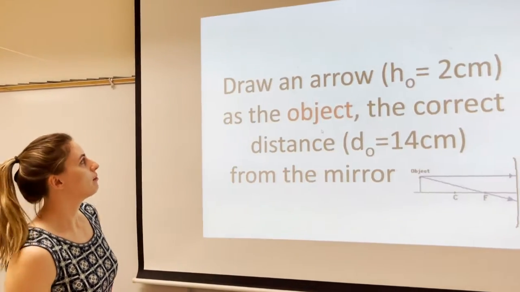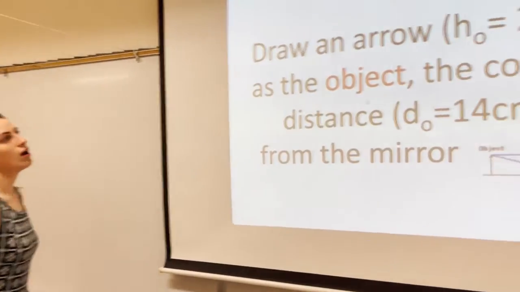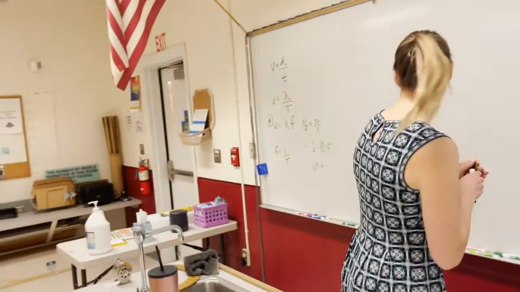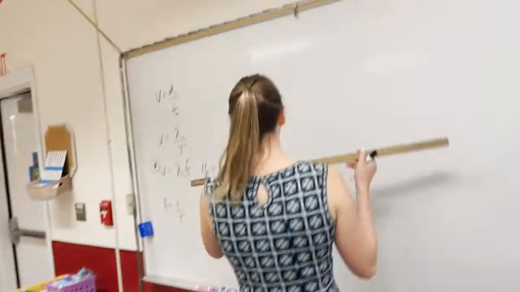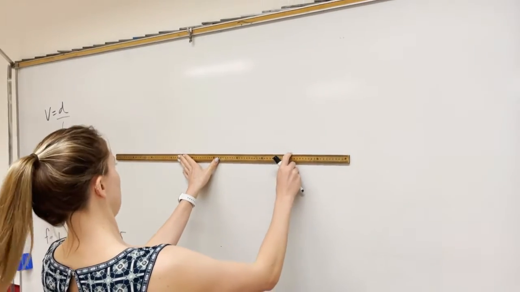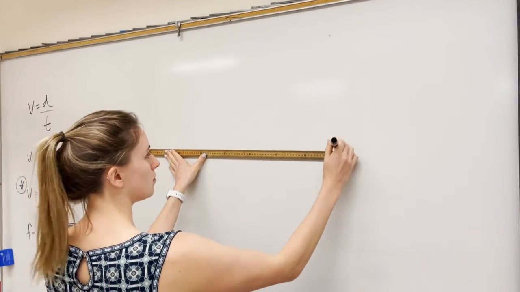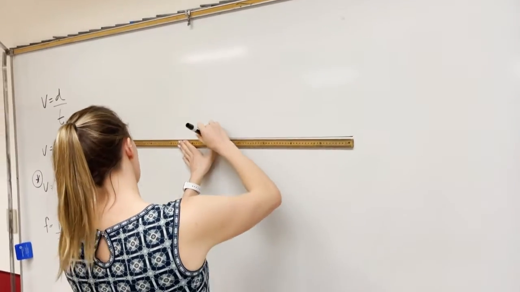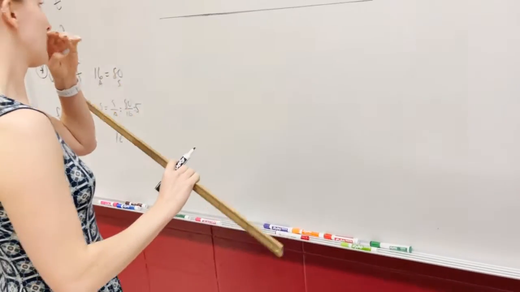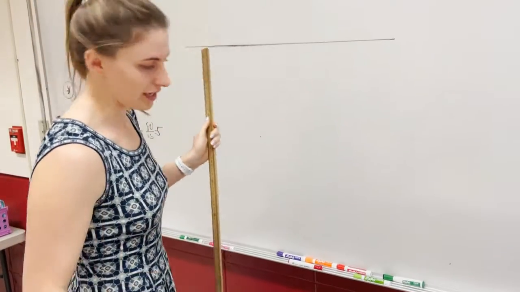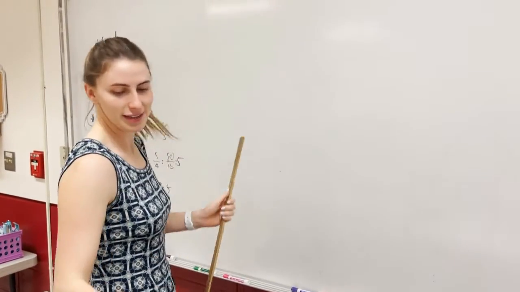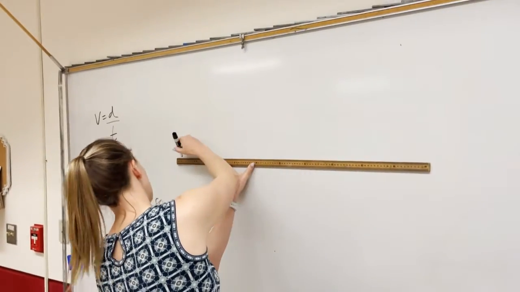All right, it says draw an arrow, height 2 centimeters. First of all, let's set it up. We're going to start by drawing our principal axis. So draw a straight line, make it at least 16 centimeters long. Okay, now did you go all the way to the end? Oh no, I didn't. I went to 80. Let me go back and redo it. Okay, so here we go.